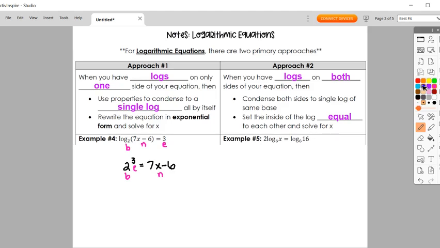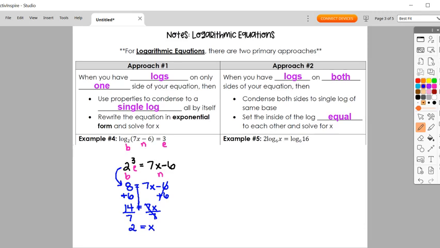From here, think about your rules of solving equations. We'll do the exponent first, giving me 2 to the power of 3 being 8, and keeping the right side equal to 7x minus 6. The goal is to get x by itself, so we have to add 6 to each side, getting you 14 equaling 7x. Divide by 7, and we get our final answer of x equals 2.